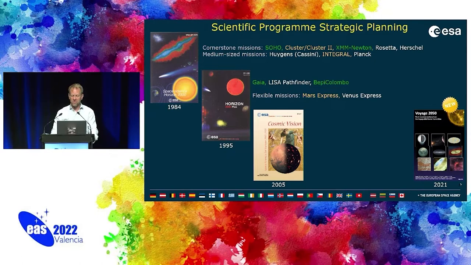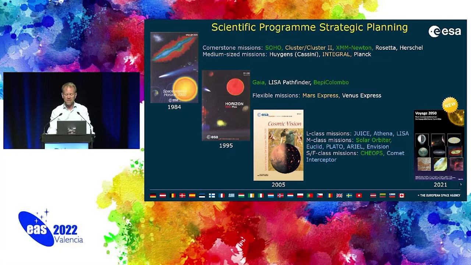And the main program, so it was in the early 2000s that all of these missions were added: JUICE, Athena, LISA, as our large missions, our flagship missions, and M-class missions such as Solar Orbiter. If you were at the plenary yesterday, you saw the spectacular results there. Euclid, Plato, Ariel, and Vision are still to come. Cheops is flying now. Comet Interceptor has just been adopted.